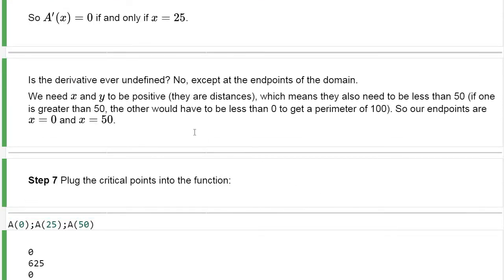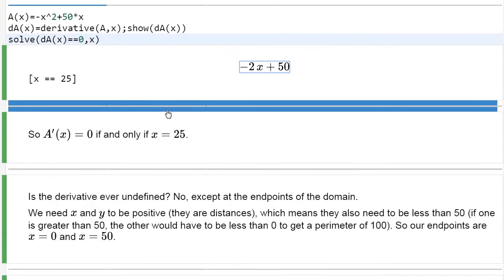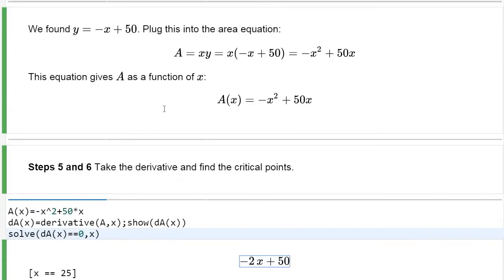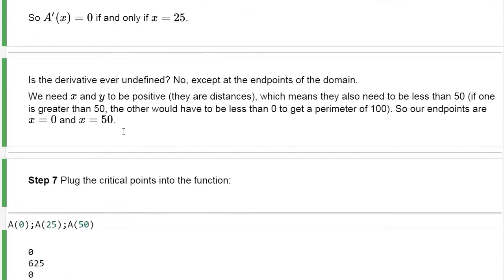So x and y are distances, so x and y have to be positive. Now that puts a limitation on what y can be. Remember, y is negative x plus 50. The fact that y has to be positive puts a limitation on x. If x gets too big, that would make y negative. If x is bigger than 50, y would go into the negative land. So x has to be between 0 and 50.